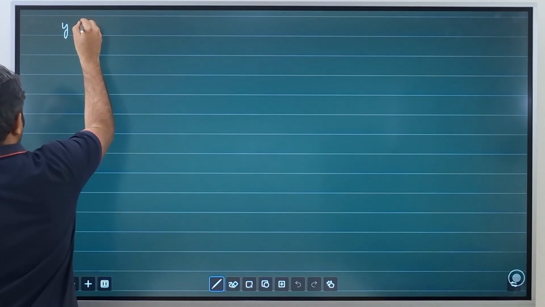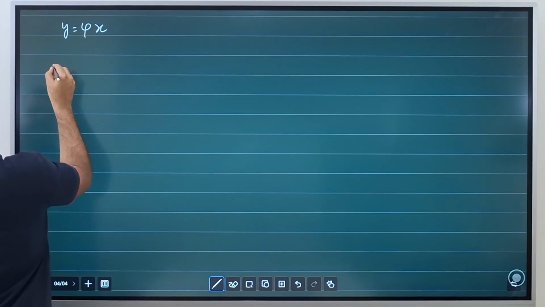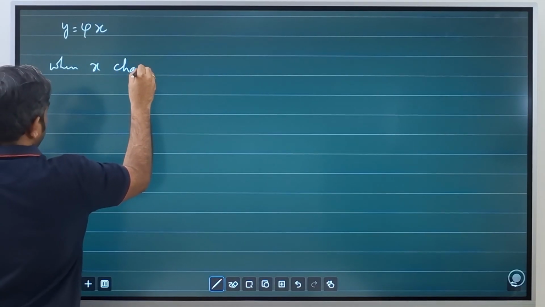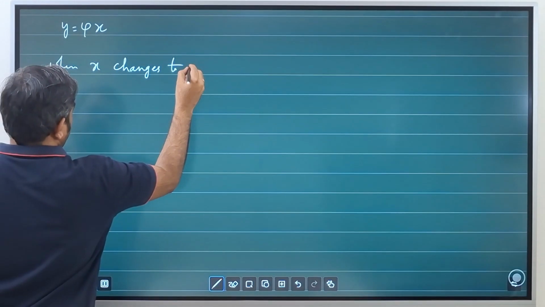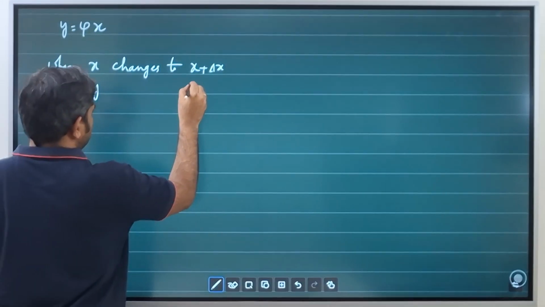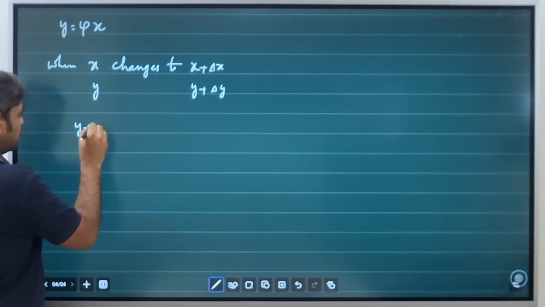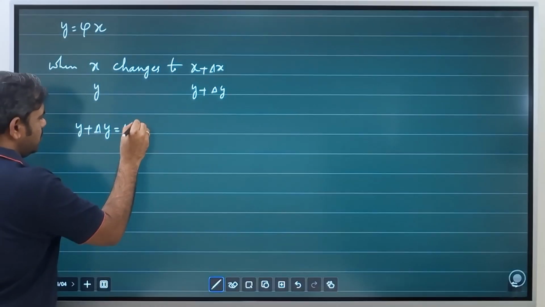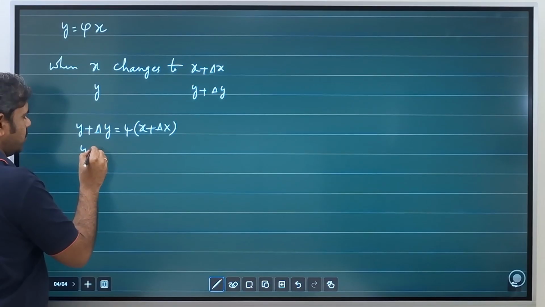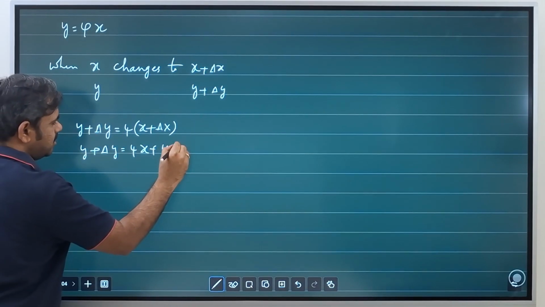Suppose we have the function y is equal to 4x. Here y is equal to 4x is the function we have. When x changes to x plus delta x, y changes to y plus delta y. So in that case, you can also write this as y plus delta y is equal to 4 times x plus delta x. Simplify this, you will get y plus delta y is equal to 4x plus 4 delta x.